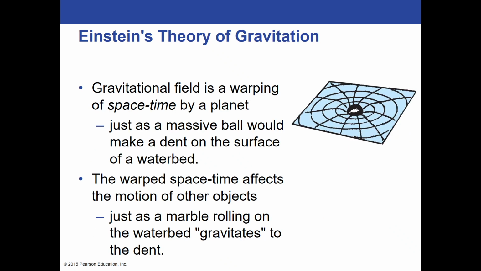So Einstein's theory of gravitation is that a gravitational field is a warping of space-time by the planet. Just as a massive ball would make a dent in the surface of a waterbed, warped space-time affects the motion of other objects. You can think of it as having a rubber sheet and you put a bowling ball in it. The bowling ball is going to cause the rubber to stretch downward. And if you take a marble and put it on it, because the rubber fabric is pulled downward, the marble is going to go down the slope. You can think of it as a gravitational well.